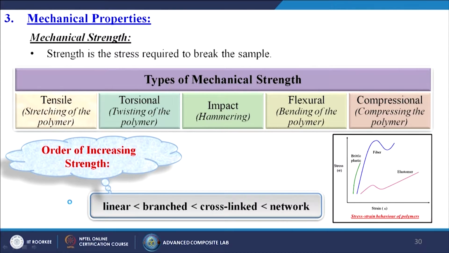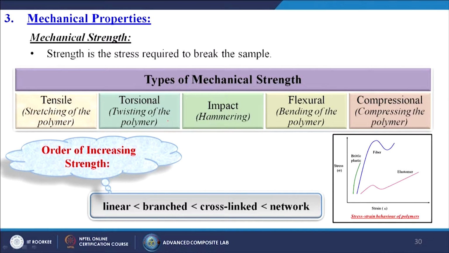Next, we are going to discuss the mechanical properties. First comes the mechanical strength. Strength is the stress required to break the sample. There are several types of mechanical strength. First is tensile, generally stretching of the polymer; torsional, related to twisting of the polymer; impact, generally by hammering; flexural, bending of the polymer; and compressional, meaning compression of the polymer.